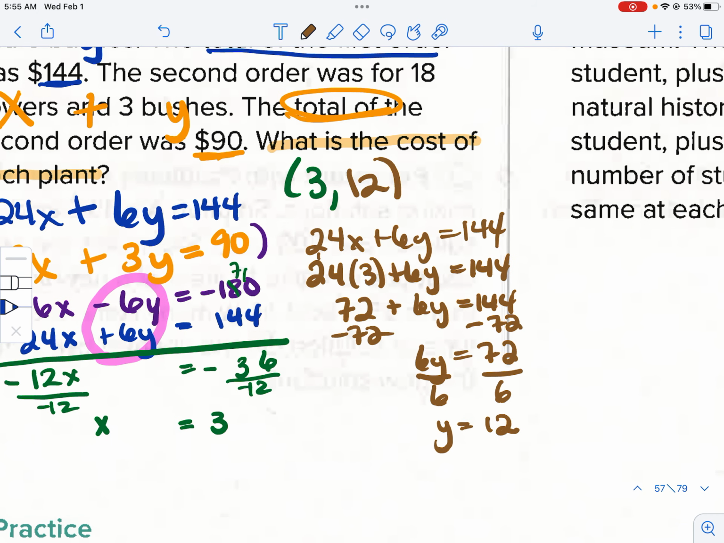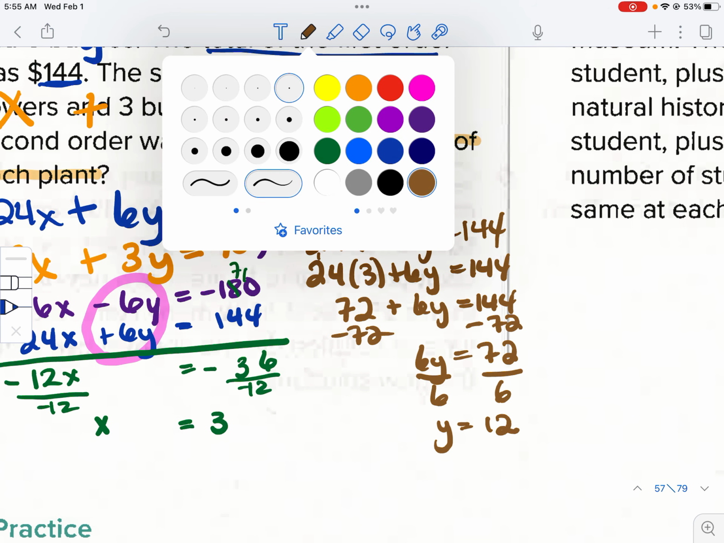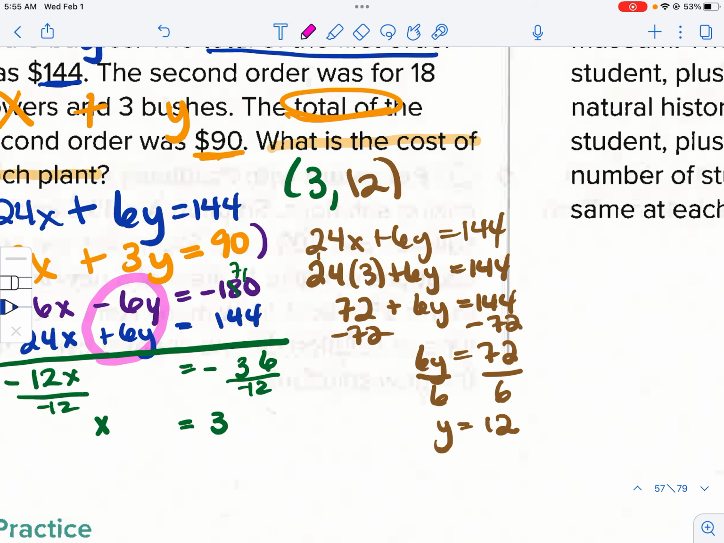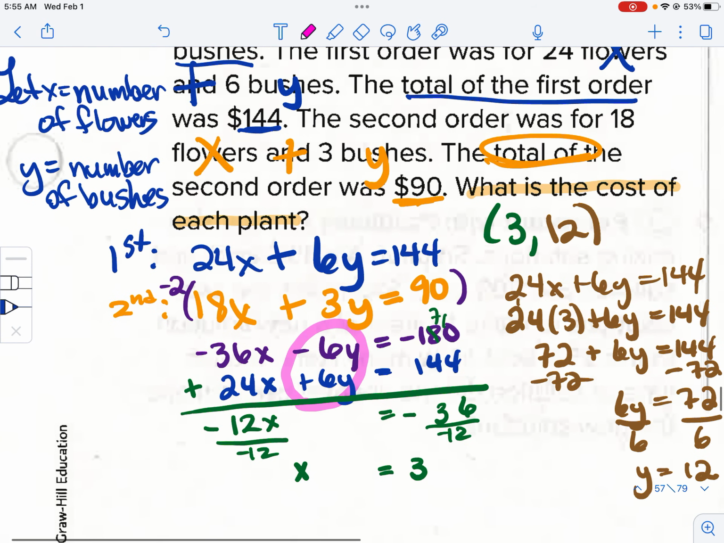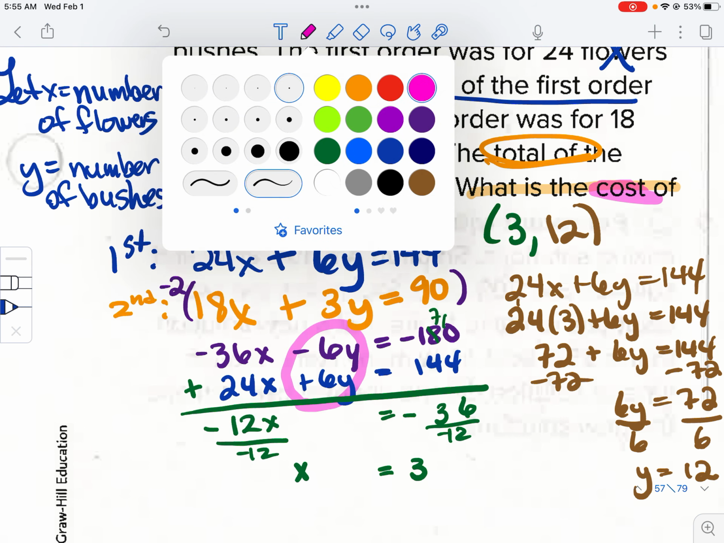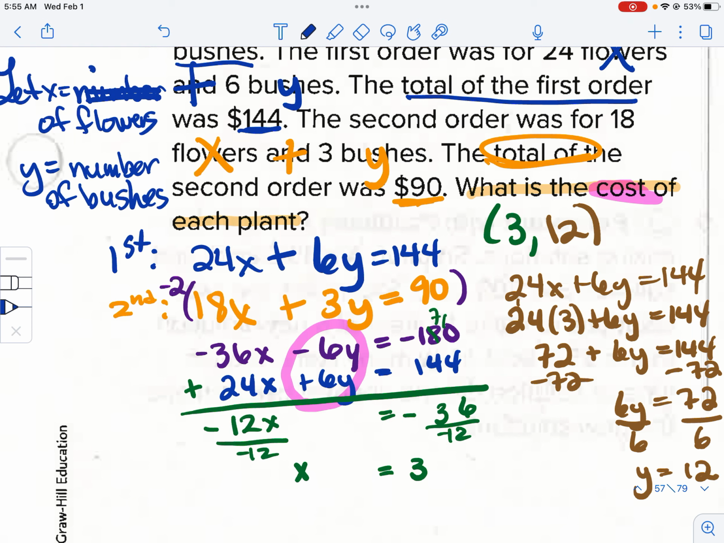So, yes, but now I have to interpret what that means. What does that mean? X is number of flowers. So, no, it's not. Miss Grambois messed up. Do you notice right here? It wants the cost. So Miss Grambois messed up on this, which is not unusual, boys and girls. It does not want the number. It wants the cost of flowers. It wants the cost of bushes.